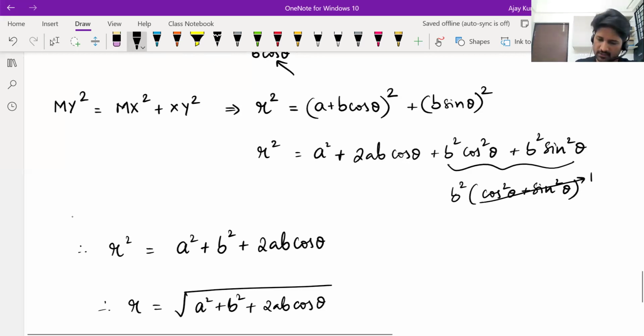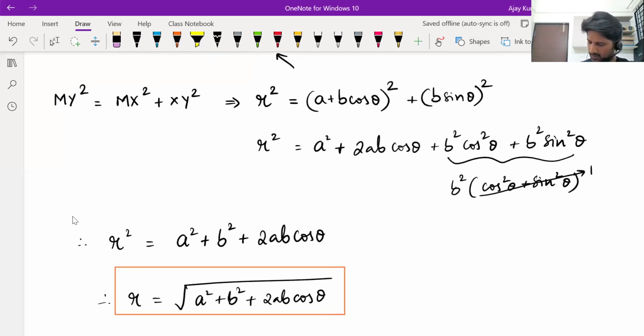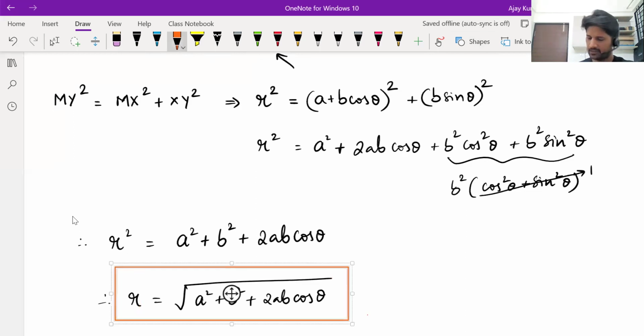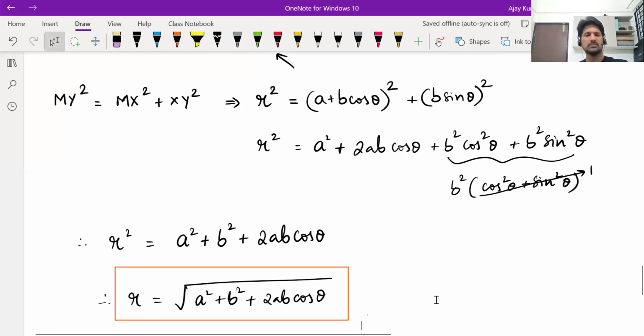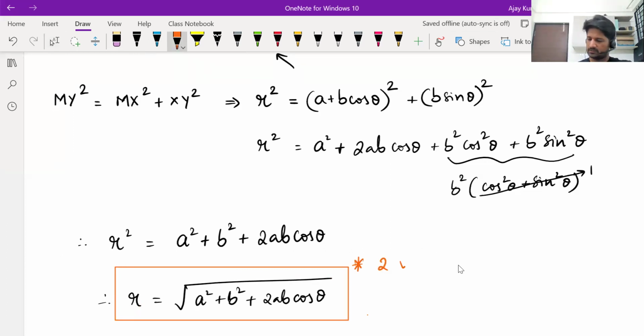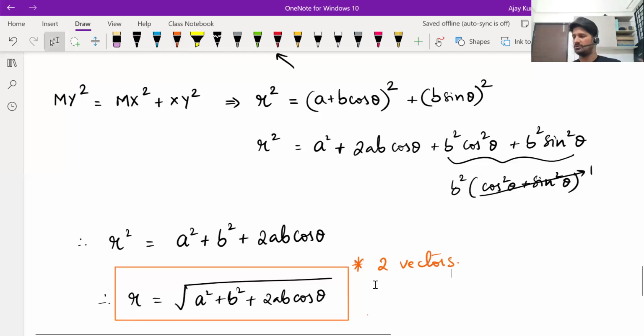And this is what we expected yesterday. The length of that resultant vector should depend on lengths of the individual vectors, that is a and b, and it should also depend on the angle between them, theta. So this is how you calculate the magnitude of the resultant. But remember, this is restricted only to the resultant of two vectors. If there are more than two vectors, like more than two forces acting on an object, more than two displacements that an object undergoes, you can't use this to find out the resultant.